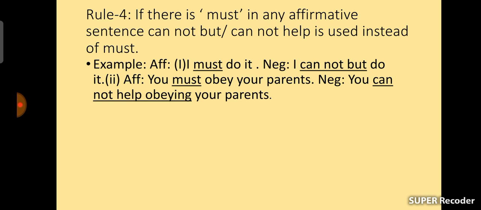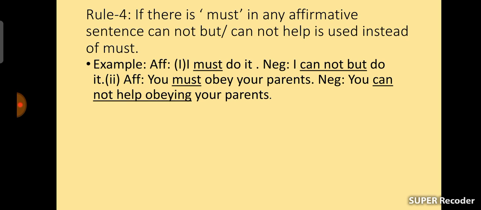Example number 1, affirmative: I must do it. Here the underlined word is must, so we should use cannot but instead of must. I must do it. Negative: I cannot but do it. Number 2, affirmative: You must obey your parents.